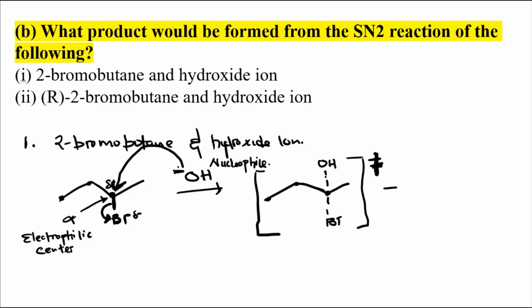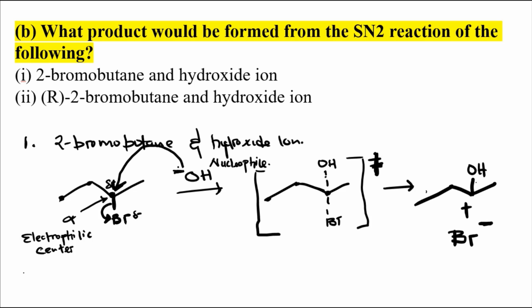And what is going to form afterwards is that there's going to be hydrogen that is attached here, and this bromide is going to go. Because it has taken electrons, it is going to be negatively charged. So this is what is going to form in this reaction. It is very important for you to know this reaction. This is how an SN2 reaction takes place.